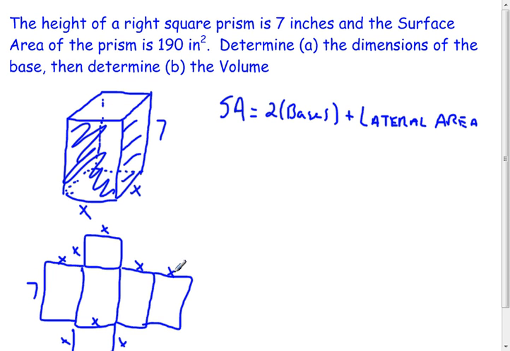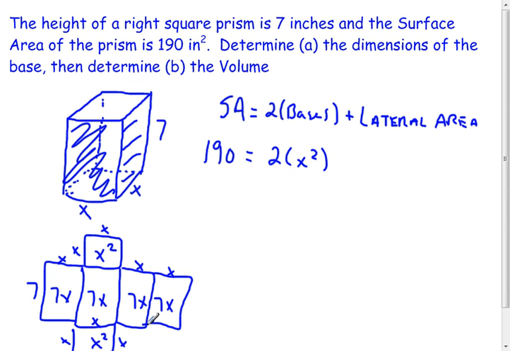And we know that when we add this whole thing up, we get a surface area of 190 inches squared. The bases are x times x, so x squared. So we've got 2 times x squared. That's the area of the bases. And then the lateral area, well, this is 7x, because 7 times x. This would be 7x, because this is x as well. This would be 7x, and that would be 7x. So altogether, the lateral area is 28x.